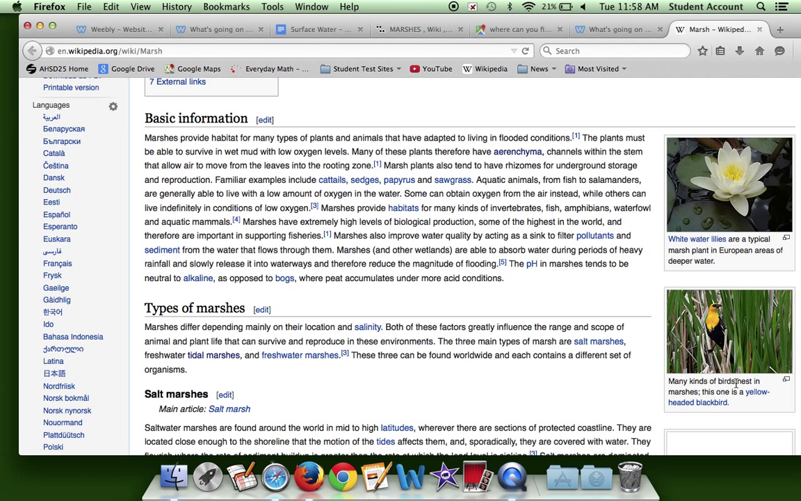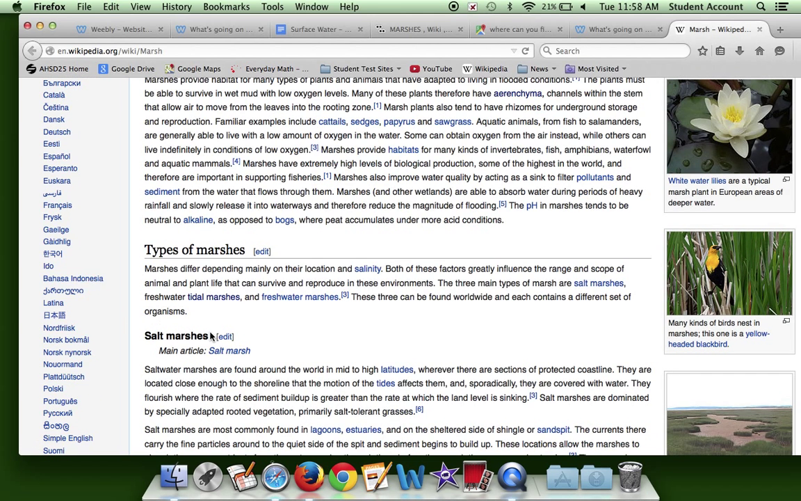As you can see, birds nest in marshes. This one is a yellow-headed blackbird. White water lilies are a typical marsh plant in European areas of deeper water. There are also different types of marshes. The three are salt, tidal, and freshwater. Freshwater is just a marsh that has, instead of salt water, fresh water. Salt is salty water. But tidal is different.